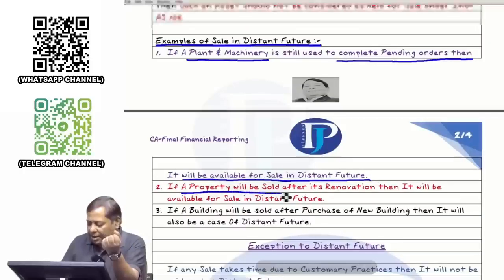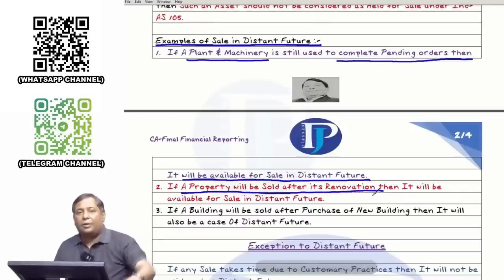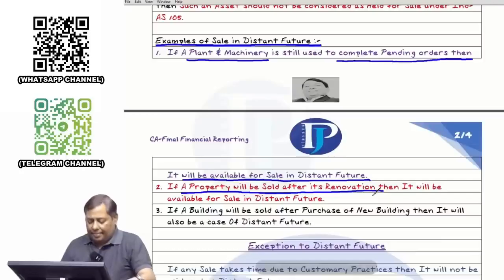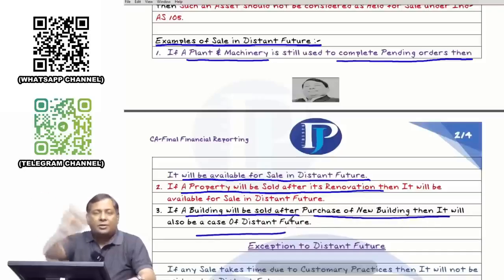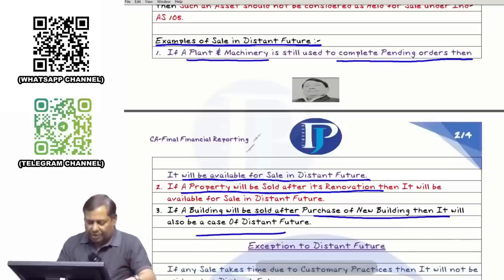You have a property, you will sell it after renovation. So this will also be available for sale in the distant future. You have a building, you will sell it when you shift to the new building. This will also be available in the distant future. It can't be brought under 105 yet. So you shouldn't have any excuse.